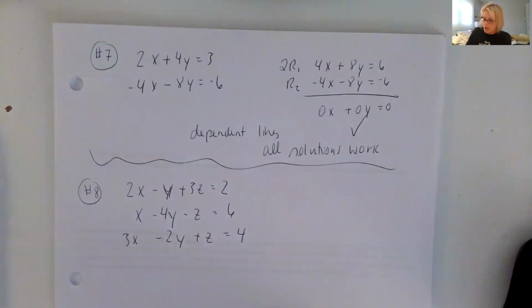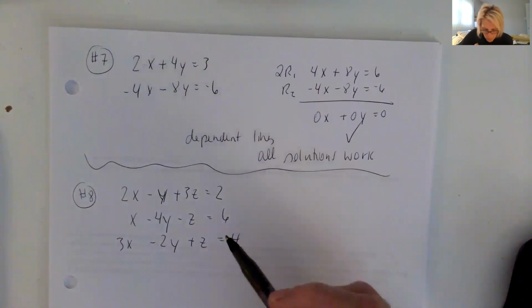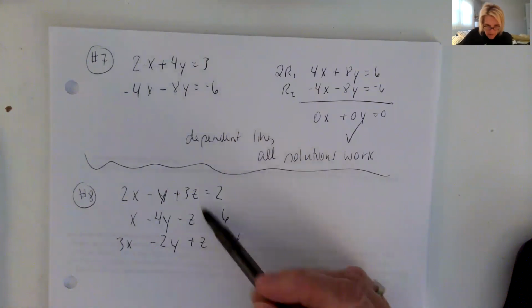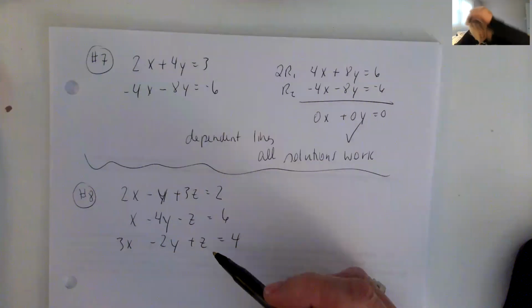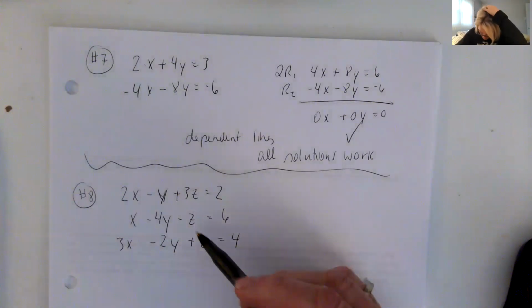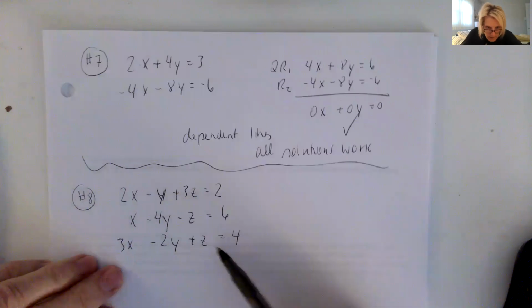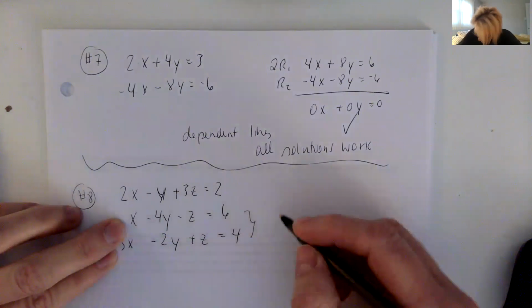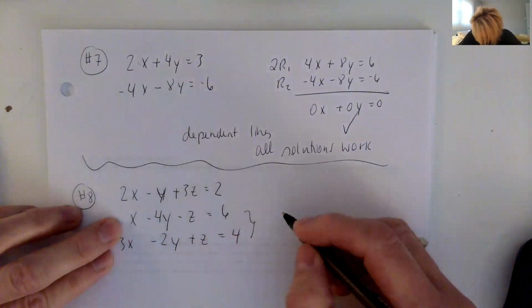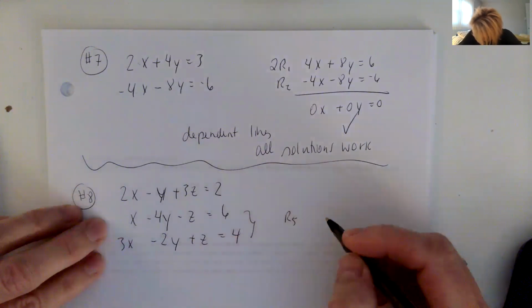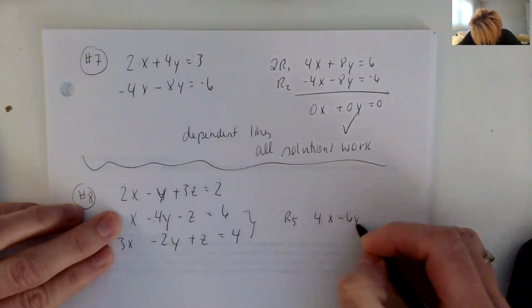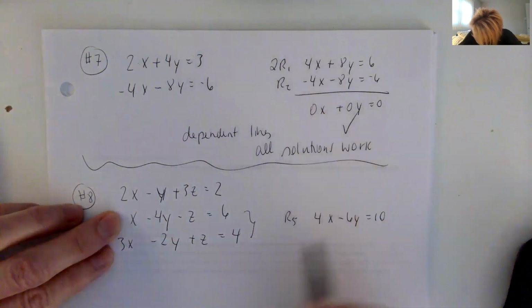So we have to create a row 4 and row 5 by eliminating one of the variables. It looks to me like z might be the easiest, because row 2 and row 3 add to 0 automatically for z. So I'm going to make that row 5 just by adding them right now. So we get 4x minus 6y equals 10.